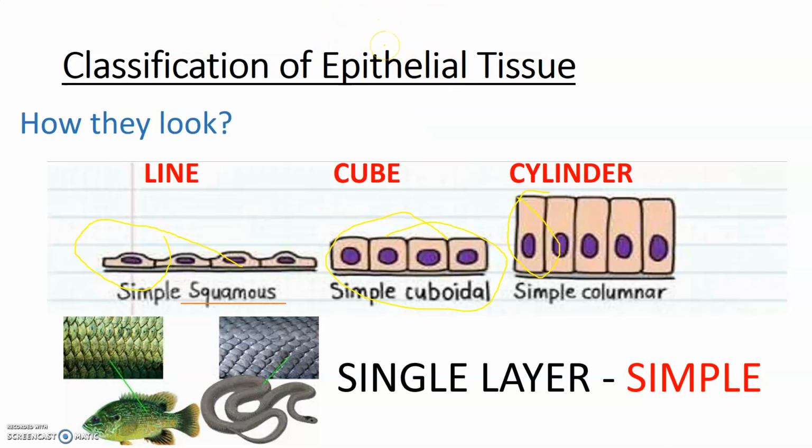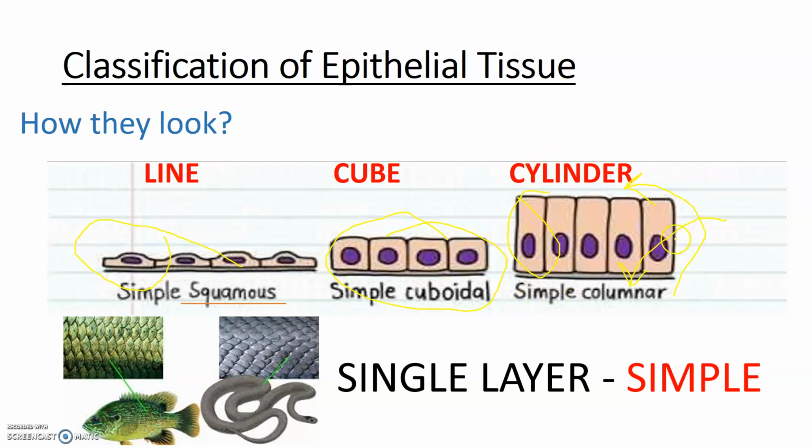Now why do we call it simple? Because it's a single layer. So a single-layer, line-like epithelial tissue is named simple squamous. If the cell shape is a cube, then we call that single-layered, cube-shaped tissue simple cuboidal epithelial tissue. Next is the cylindrical-shaped cell, and the name given for the cylindrical is columnar. Columnar is the name given to the tissue which has cylindrical-shaped cells.